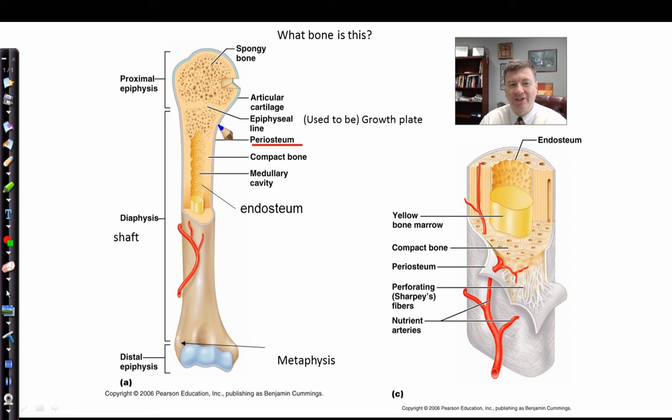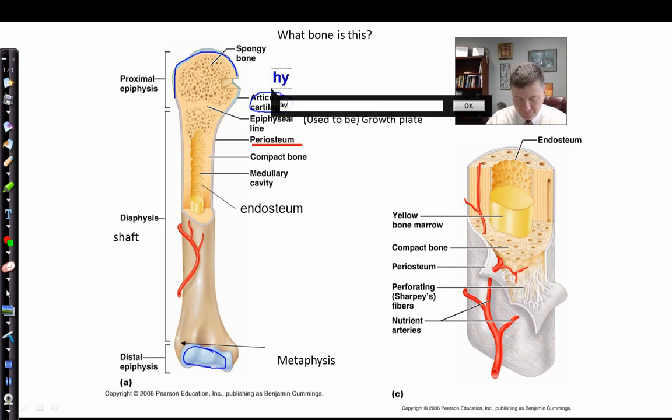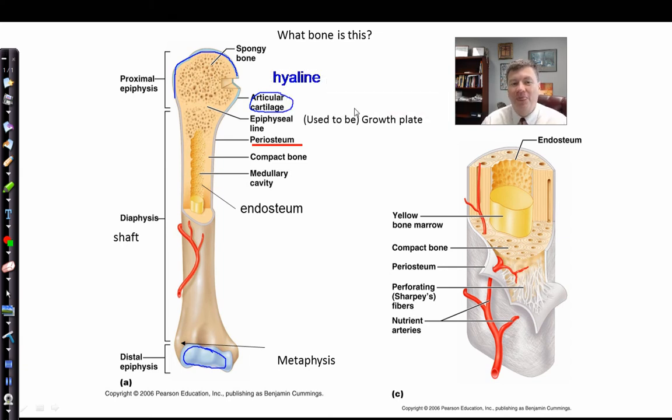Some other regions to mention here. Around the epiphysis here, and you see it here as well, you see a kind of cartilage. This is articular cartilage. Articular refers to articulation, or where bones come together. And you know this kind of cartilage, of course. This is going to be hyaline cartilage that makes up the articular cartilage, which gives that kind of a smooth surface for bones to slide past one another.